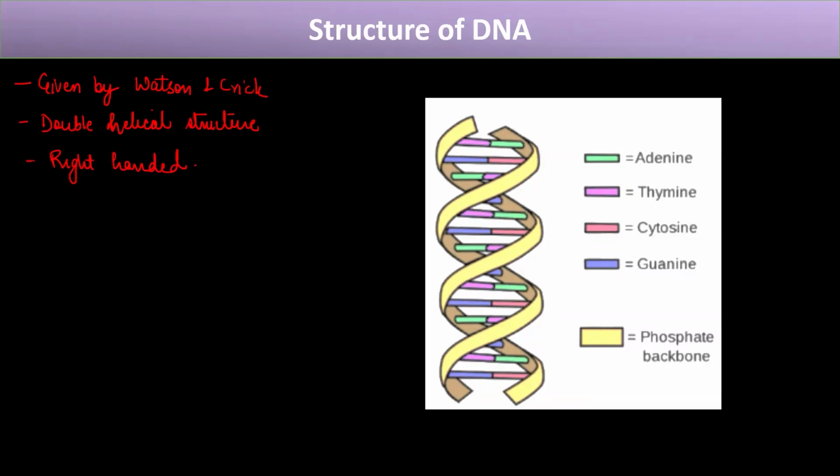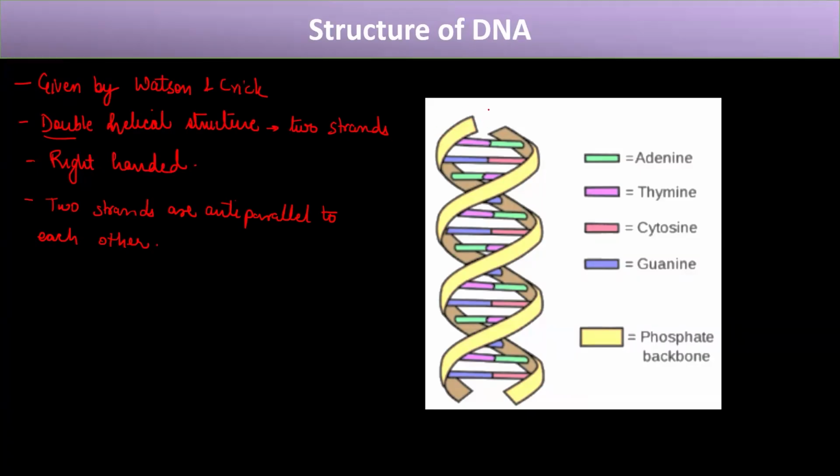Now, what I said is that it is a double helical structure, right? So it consists of 2 strands. Double helical means it consists of 2 strands. Now, these 2 strands are anti-parallel to each other. Now, what do I mean by anti-parallel?